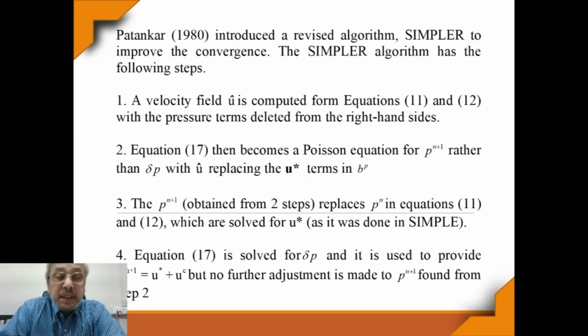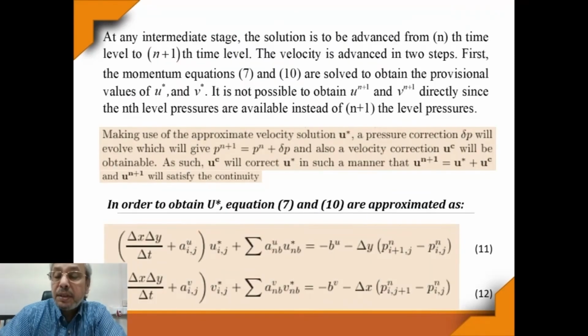This is the basic SIMPLE algorithm. Professor Patankar revised it in 1980 and gave it the name SIMPLER. While pronouncing, it sounds like simpler, but its actual meaning is SIMPLE Revised. And SIMPLE Revised is basically for a little quicker convergence. What is done? You go to equation 11 and 12.